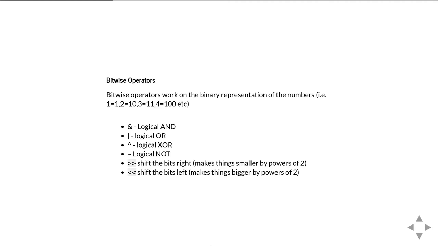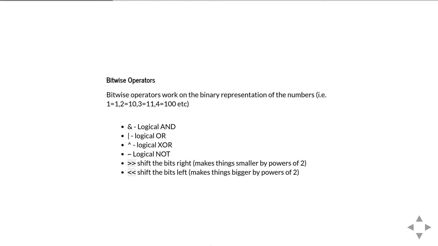And what they're doing is comparing the individual digits of those binary numbers to come up with a rule as to how to create a new binary number. So in the case of the logical AND, if the bit on the left hand side and the bit on the right hand side are both 1, then the answer is 1, otherwise it's 0. For the logical OR, if the bit on the left hand side is 1 or the bit on the right hand side is 1, although they're both 1, then the answer is 1, otherwise it's 0.